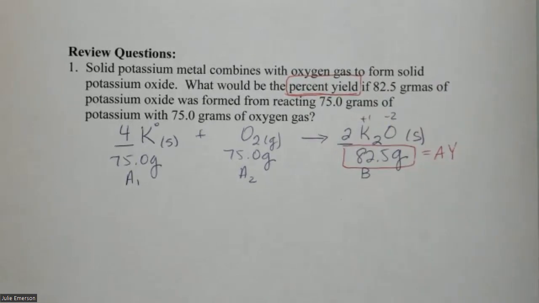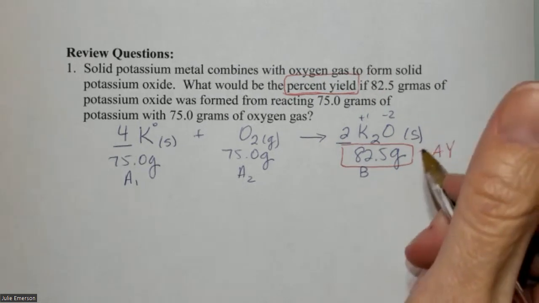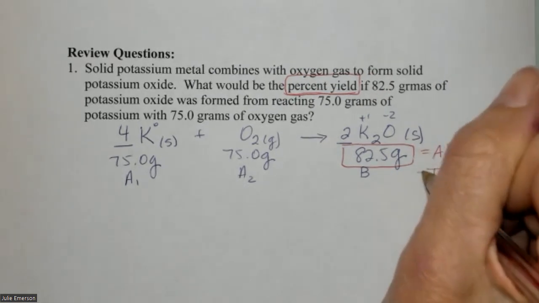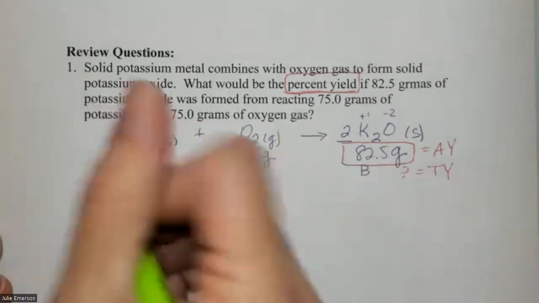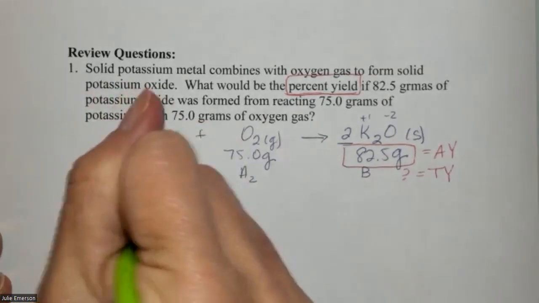The reason why I like doing that is because it says, okay, let me take out the 82.5. I'm going to save that for later. And it also tells me that my first job is going to be to figure out what the theoretical yield should have been. And that's how I know it's my B, right? And it's a yield question, so I know the product is always my B. Okay, so A1, go to B.